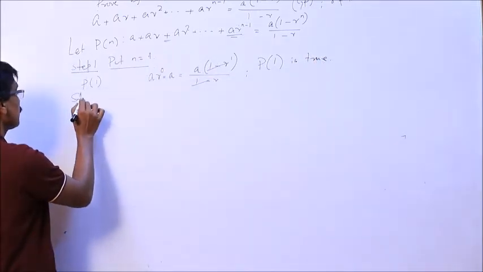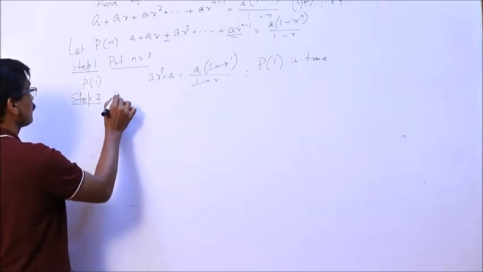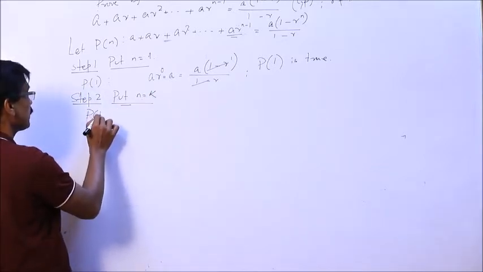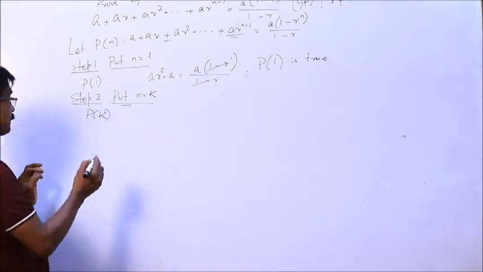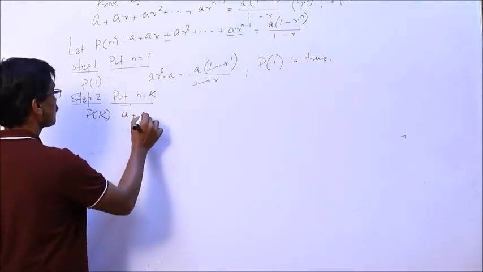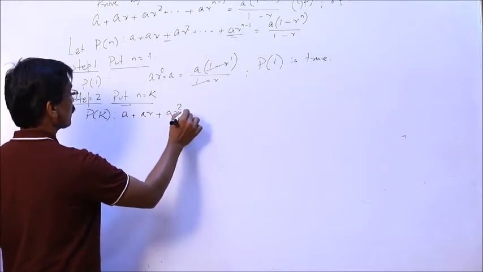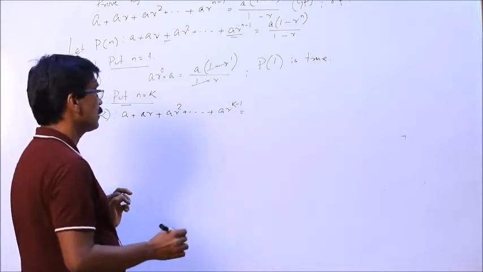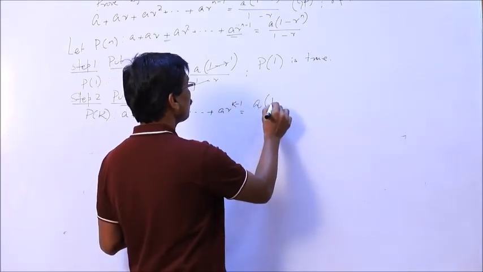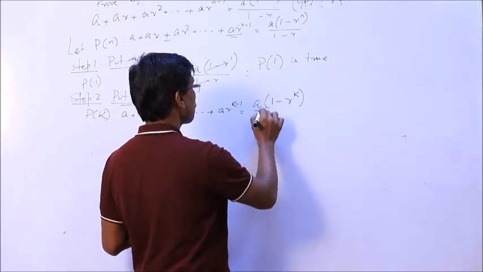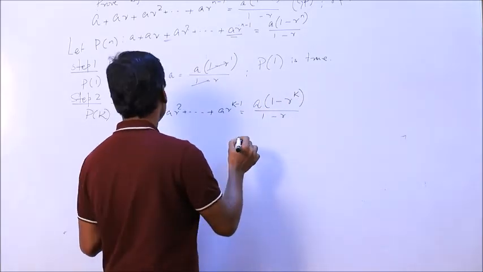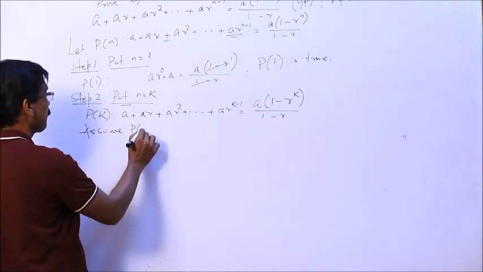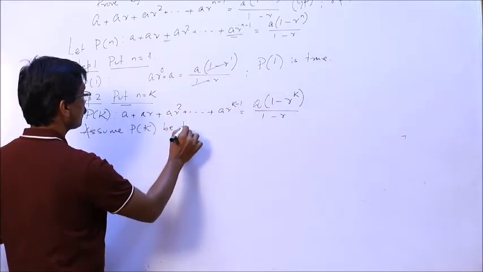Then the second step, put n is equal to k. So, Pk will be a plus ar plus ar square up to ar to the power k minus 1, that is equal to a into 1 minus r to the power k by 1 minus r. Assume Pk be true.